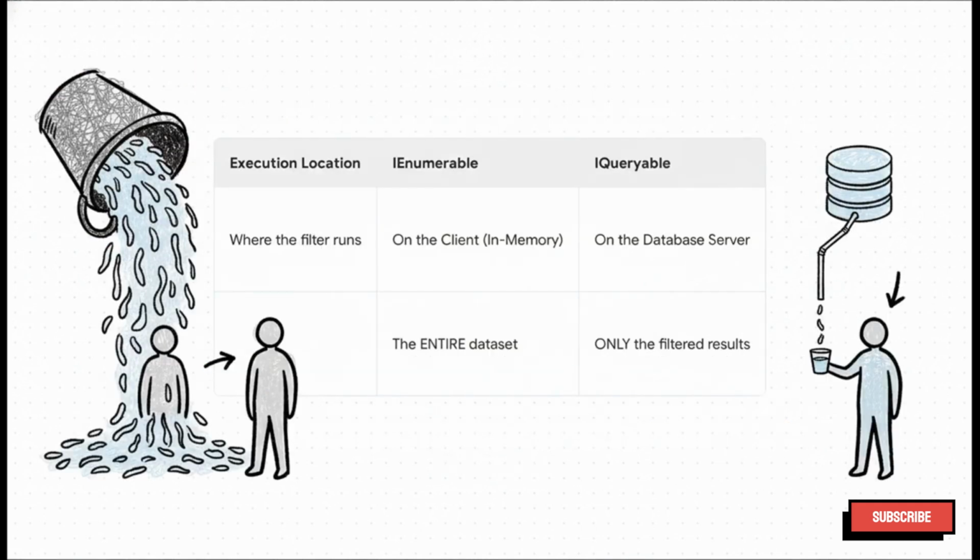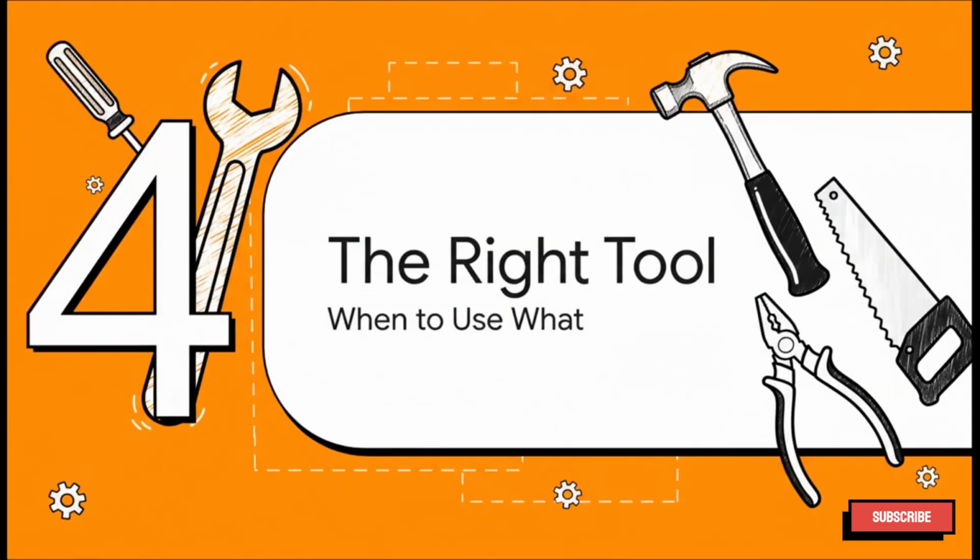So let's just boil it all down to the most important point. With IEnumerable, your app does the filtering after it's already downloaded everything. With IQueryable, the database does the filtering. And that's the whole game. It means instead of your network having to handle the entire dataset, it only gets the tiny little slice of results you actually needed. It really is the difference between trying to drink from a fire hose versus sipping through a straw.